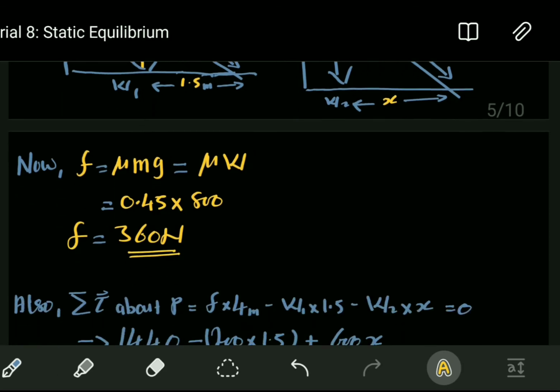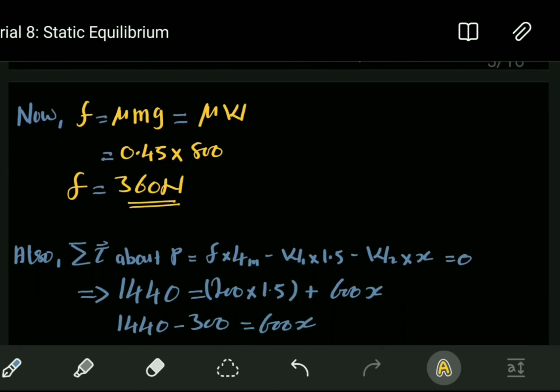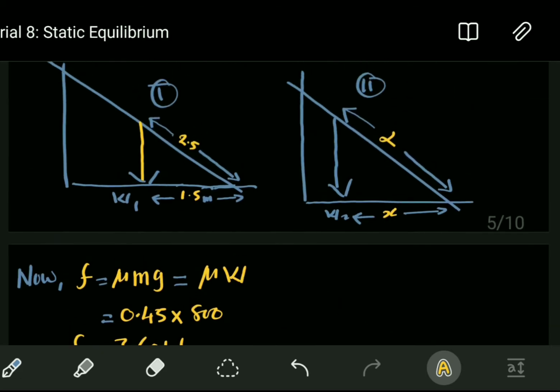Okay, so now let's consider the torque. For this system, the sum of the torques must equal 0. Each force is acting with a perpendicular distance. For example, we have in this case the weight acting downwards, and the perpendicular distance is 1.5 meters, and that of 600 newtons has a perpendicular distance of x.